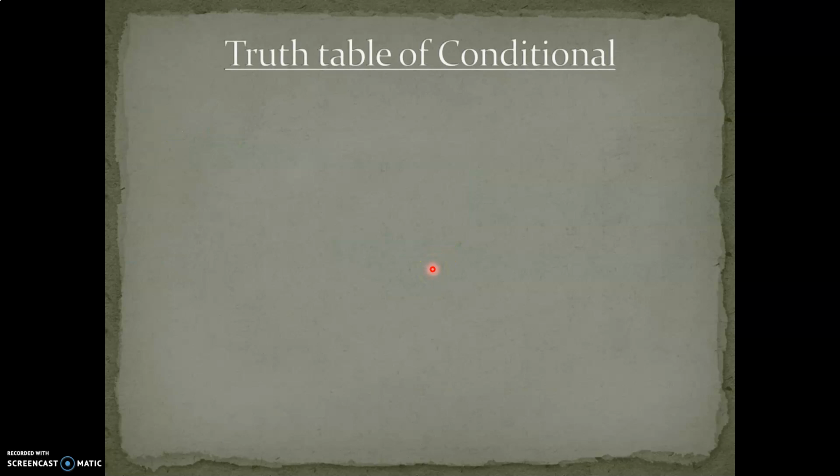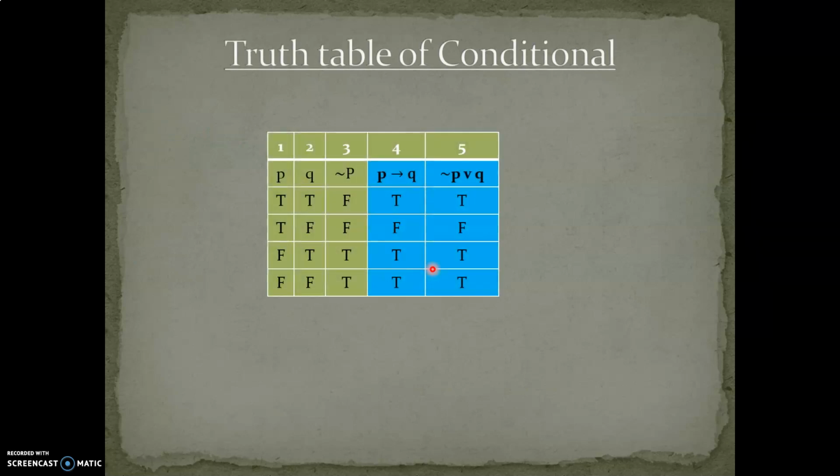Truth table of conditional. Now in this one, P and Q you have to write like this. P and Q statements are there. So 2 statements, 4 rows will come. You have to write like that. Then negation P is false, false, true, true. Then P implies Q is true implies true is true, true implies false is false, false implies true is true, false implies false is true.